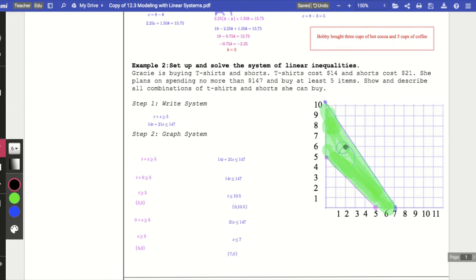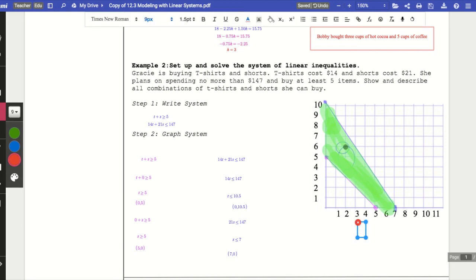We didn't do this first, but we should have. Let's go ahead and label this. This axis represents the amount of shorts, and this axis represents the amount of t-shirts. So if I have this point, that means Gracie could buy 2 shorts and 6 t-shirts, and that could be a possible combination that she would have. So 2 shorts and 6 t-shirts.